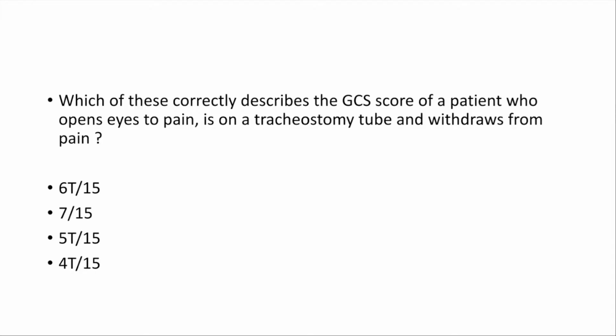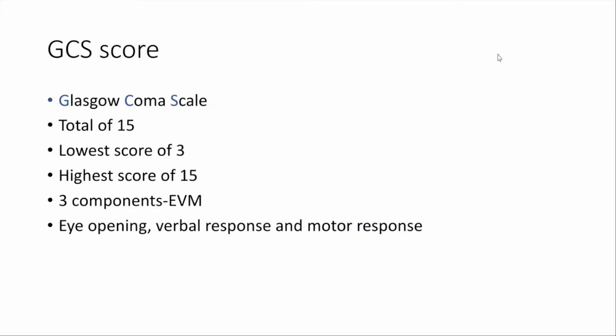So the question for today goes, which of these correctly describes the GCS score of a patient who opens eyes to pain, is on a tracheostomy tube and withdraws from pain? So the correct answer to this question among the given options is A, which is 6 by 15. Now how we arrived at this GCS score is what we're going to look into in today's video. So the topic that we're going to discuss today is the GCS score.